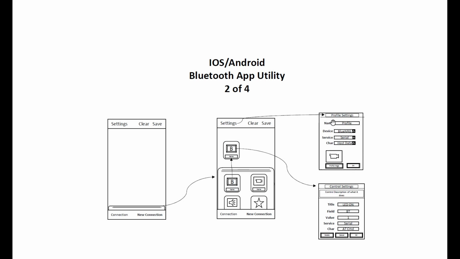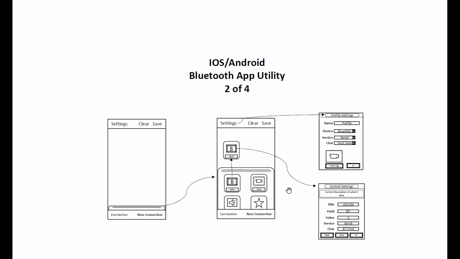The menu itself has a name for the profile, has a device. So this would be a drop down for the available Bluetooth devices within range, a drop down for the services that this device offers, and the characteristics that this service offers. So you select all of those three, and those will be the default connections for all the new controls you're going to drag into your profile.